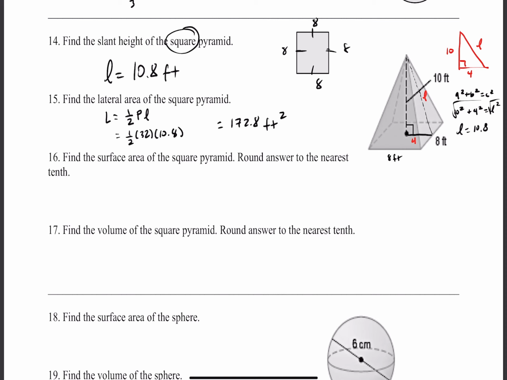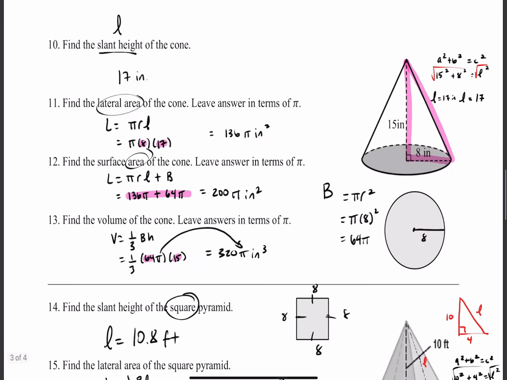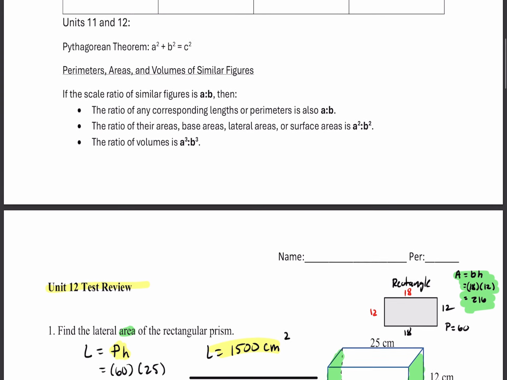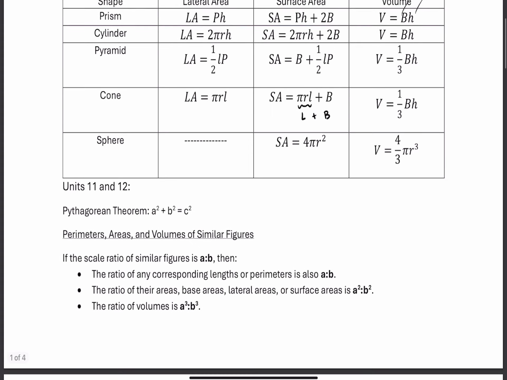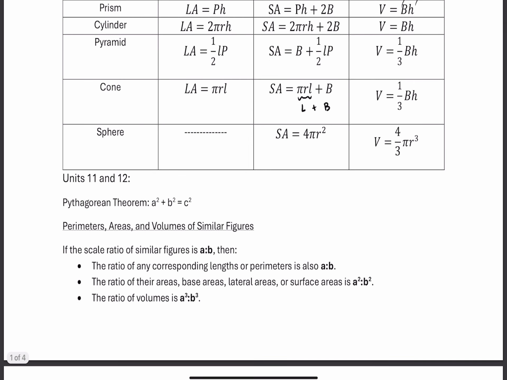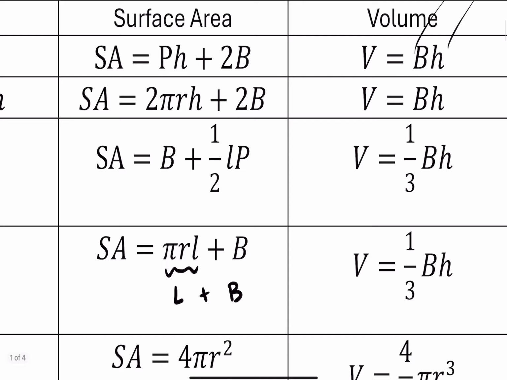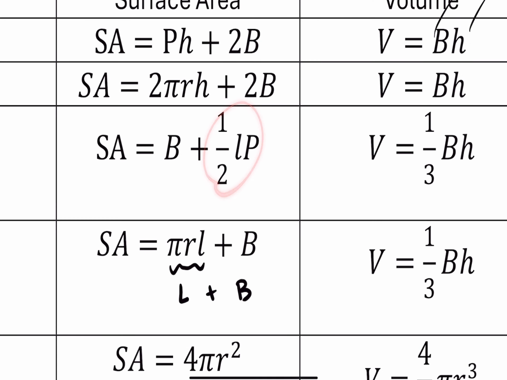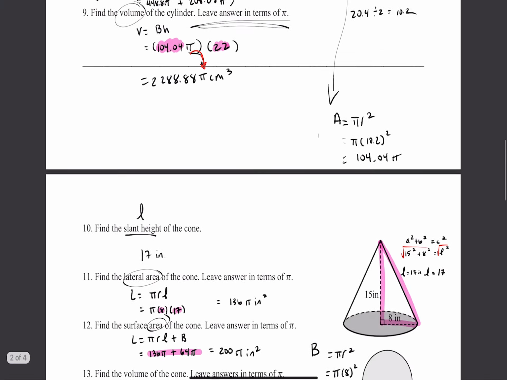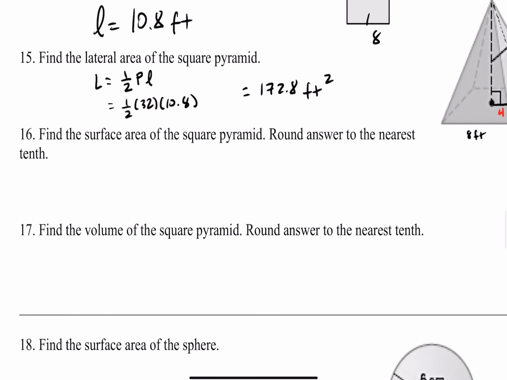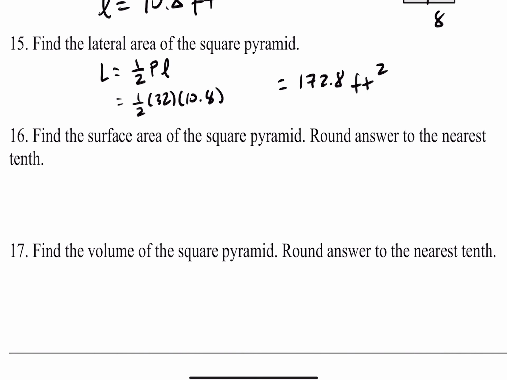Now, number 16 says find the surface area of the square pyramid. That means that we have to include the base this time, the area of the base. And we can confirm that by looking at our formula chart here. So pyramid, surface area: you've got the lateral area plus the area of the base.